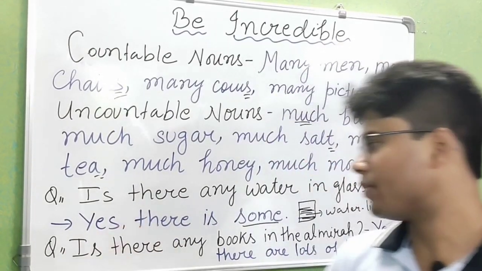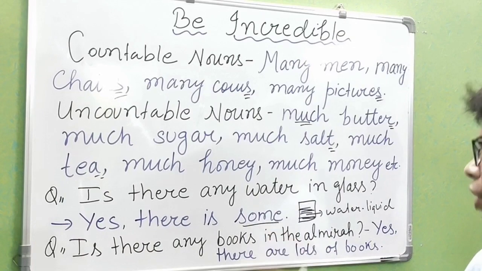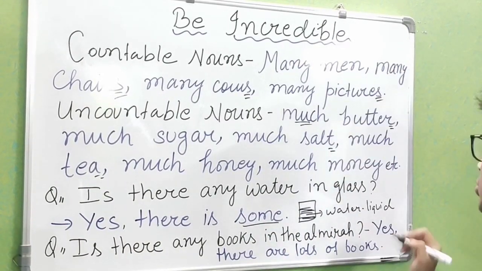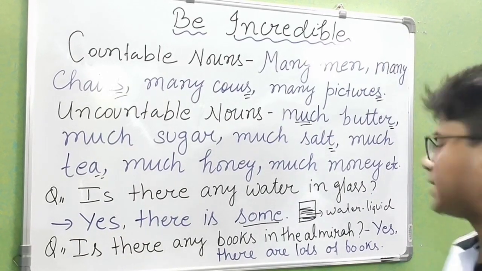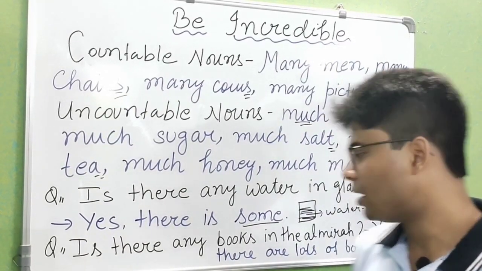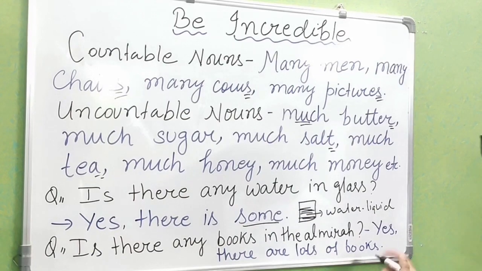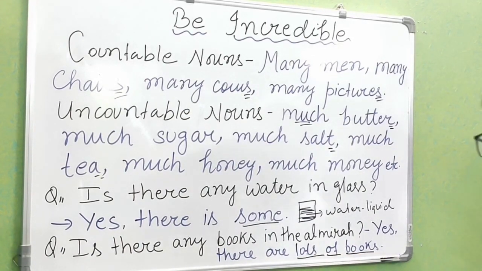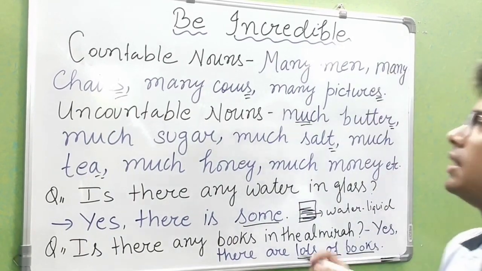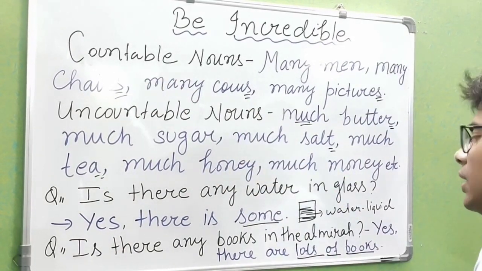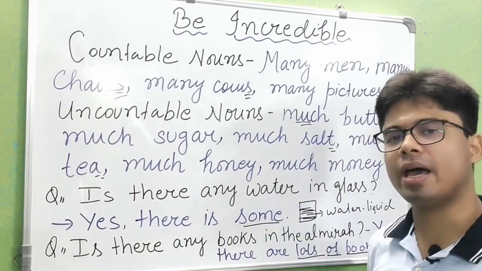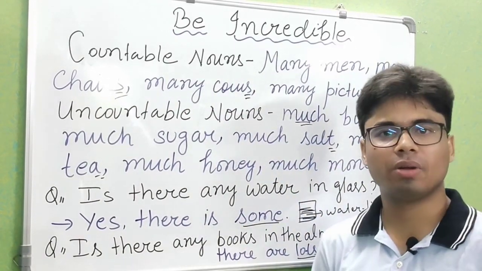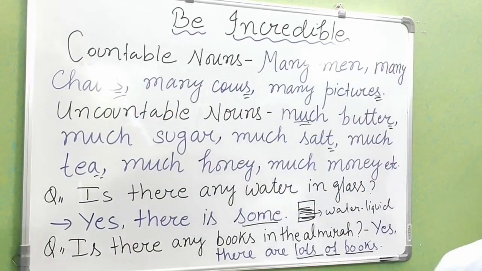Then the second one: is there any books in the almirah? The answerer is saying yes, there are some books in the almirah. So here we are using lots of books. There are lots of books. You can count them. Again, this is an example of countable nouns. So this is how we can classify the two kinds of nouns that we have read in this class till now.